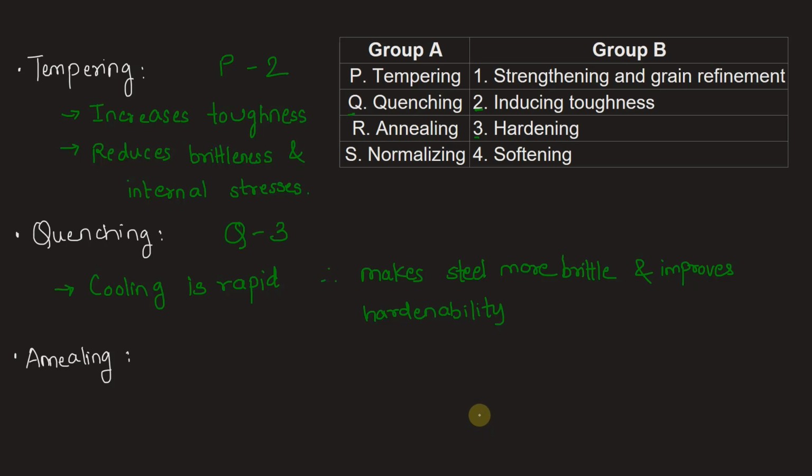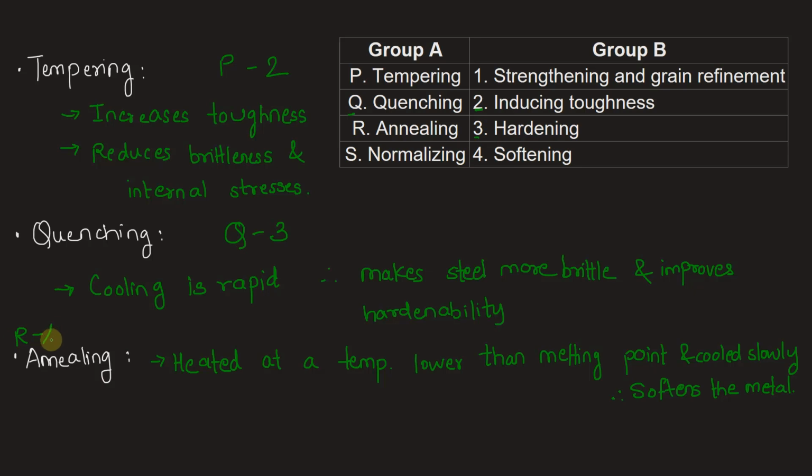Next, annealing. Annealing is a type of treatment in which it is desired to soften the steel by heating it to a certain temperature. It is heated to a temperature lower than the melting point, and then the cooling is done very slowly. This makes the metal more softened. What this does is soften the metal. Therefore, the match for annealing, that is point R, to group B is point number 4.